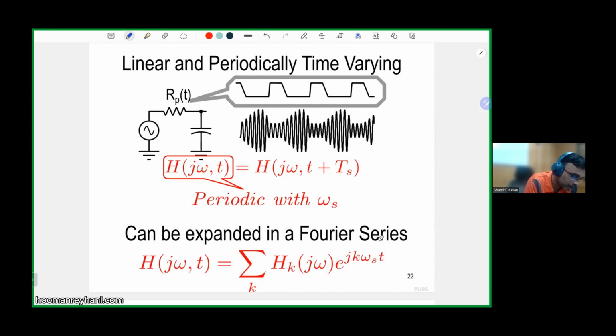And therefore, you can write this as the sum of some Fourier series coefficients times e to the j k omega s times t. It's the sum of the fundamental and its harmonics. The fundamental is at omega s, and therefore all its harmonics will be at integer multiples of omega s. What comment can you make about these coefficients?